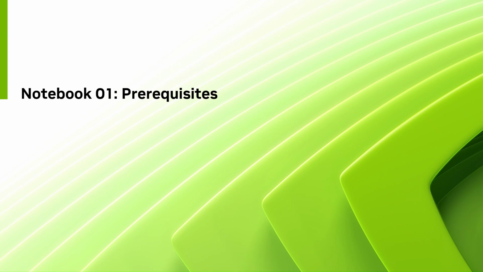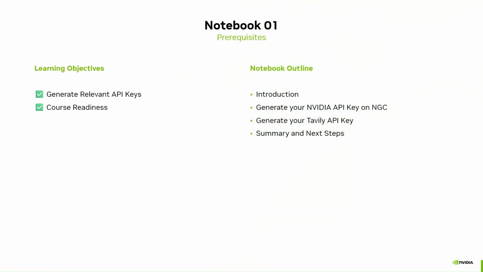Notebook 1, Prerequisites. We begin our journey by gathering the prerequisite information we need to complete this course successfully. To do this, we need to generate our NVIDIA API key on NGC, which will help us authenticate into the NVIDIA-hosted model endpoints and the NGC container registry to pull down the containers that we need. Also, we need to generate the Tavily API key for the web search tool calling capability we want for our deep researcher later in this course. This should be a fairly quick and straightforward notebook to complete, but it's important to walk through these steps to see how you as a developer can get started with building your own AI projects.